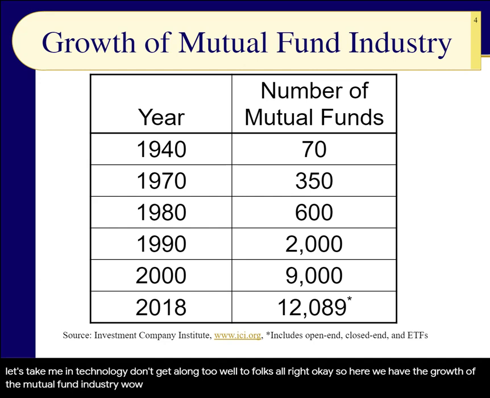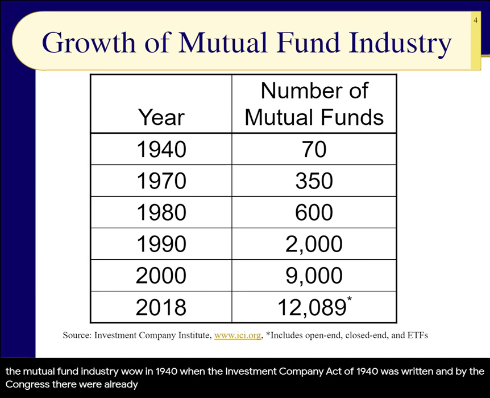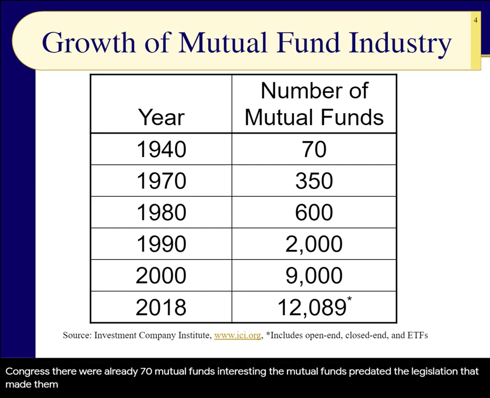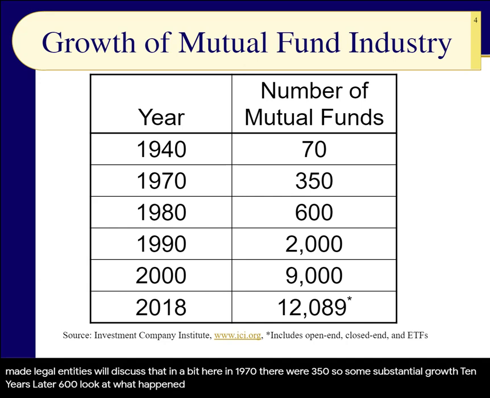Wow. In 1940, when the Investment Company Act of 1940 was written by the Congress, there were already 70 mutual funds. Interesting. The mutual funds predated the legislation that made them legal entities. We'll discuss that in a bit here. In 1970, there were 350. So some substantial growth. 10 years later, 600. Look at what happened in the 1980s. By 1990, there were 2,000.